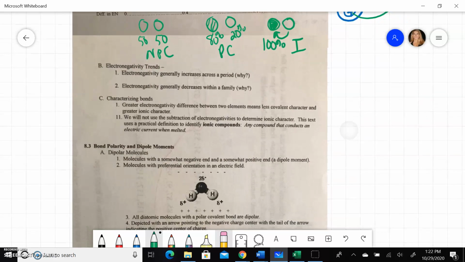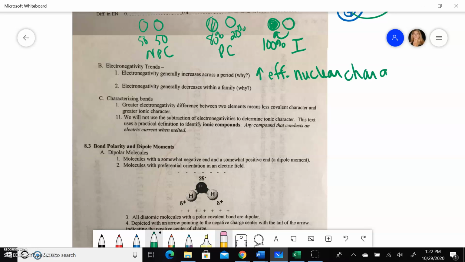The electronegativity trend increases across a period because as you go across the period, you increase the effective nuclear charge. And that's a fancy way to say that you add protons. And the more protons you have, the more they can suck in the electrons, which shrinks the atom. So it gets smaller as you go across. And as it gets smaller and as you have more protons, it's going to attract electrons better. So that's going to increase the electronegativity.